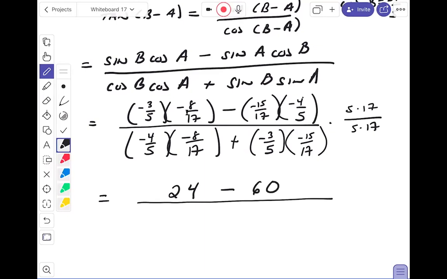All right, let's go to the bottom. What do you get there? Well, the 5 and 17 cancel off in the first term. You're left with minus 4 times minus 8, which is going to be plus 32. Let me get my eraser out. 32.